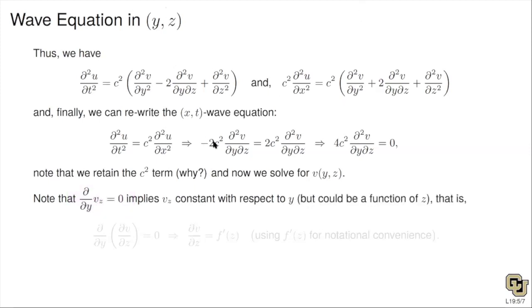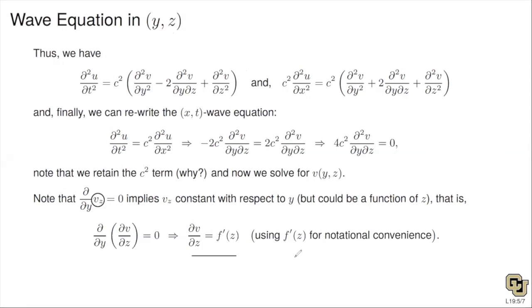But that constant could be a function of x though, so here we say v of z is a constant with respect to y, but could be a function of x. So in terms of notation, I'm going to write partial v partial z here as a function of z. And here I wrote it as being equal to f prime of z.